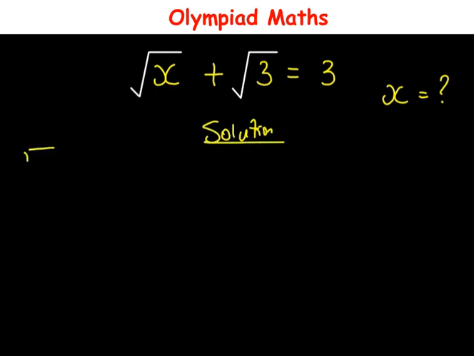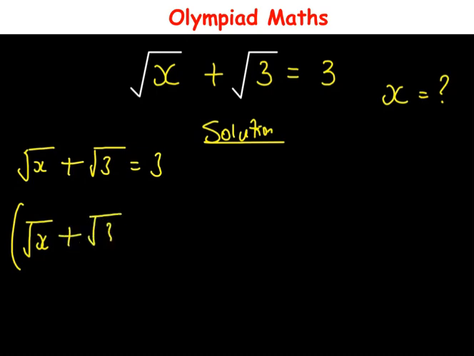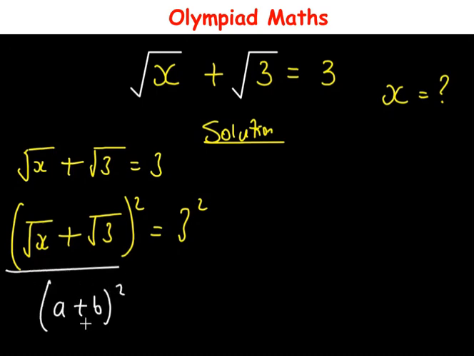So we have root x plus root 3 is all equal to 3. Now, since we have a square root here, we're going to square both sides of the equation. So we have, in brackets, root x plus root 3 all squared is equal to 3 squared. So with this, what we have is something like this. We have a plus b all squared. Okay, this is in this format.